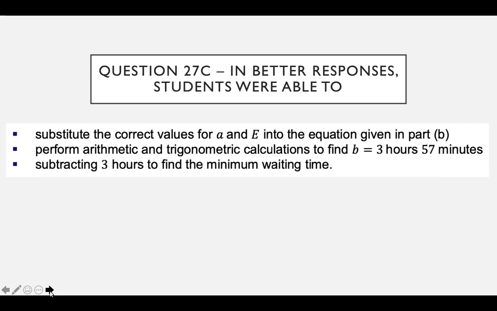Well, there were some students who did this question really nicely, and in better responses, students were able to substitute in the correct values for A and E into the equation in part B. It got them on their way. And then they were able to perform arithmetic and trigonometric calculations to find B as 3 hours and 57 minutes, and then to subtract 3 hours to find the minimum waiting time. And so students who were able to follow those steps tended to be more successful in finishing the question.